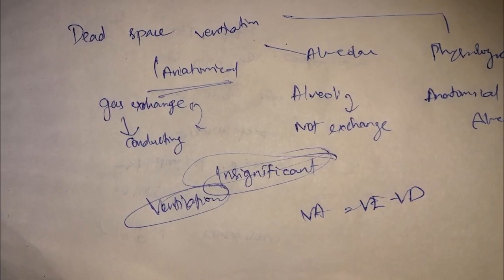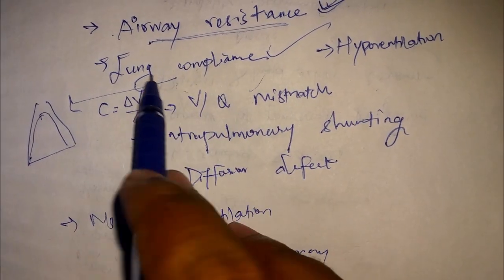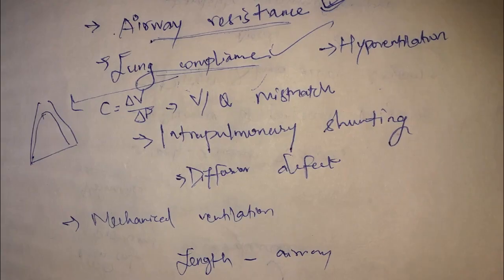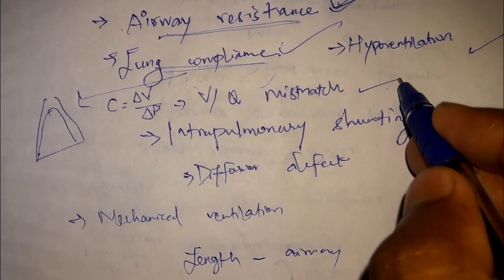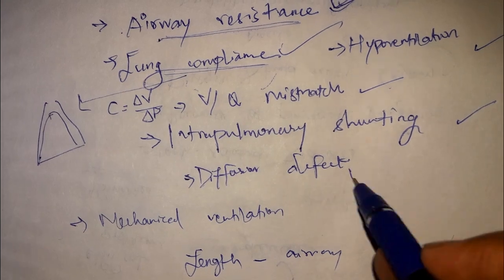Okay guys, in this video we just discussed lung compliance. In our next video we are going to talk about hypoventilation, V/Q mismatch, intrapulmonary shunting and diffusion defect.